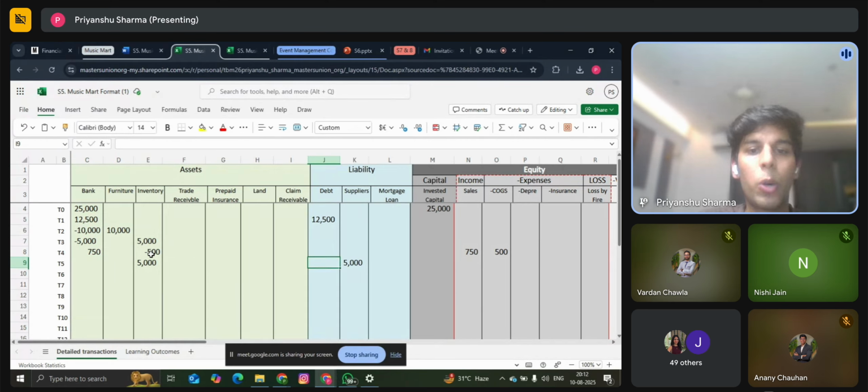But since that amount is payable in the near future, it becomes a liability. A liability is anything that we are obliged to pay in the future. So this 5,000 will have to be paid in the future. But since this is not a long-term loan or any long-term mortgage we have taken, this comes under the supplier side of liability. I hope this entry is clear.